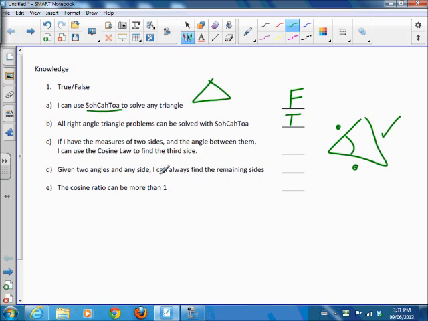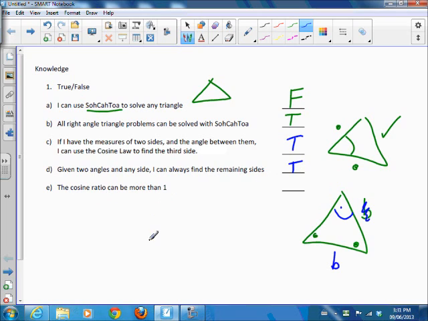Given two angles and any side, I can always find the remaining sides. So if I'm given two angles and any side, let's say this one, I can always find the leftover sides. Yes, because I can always use the sine law. Even if this side is given and not that one, I can use the sine law because I know this one, because I can use my 180-degree rule in a triangle. So this one here was true because of the cosine law. This one here is true because of the sine law.